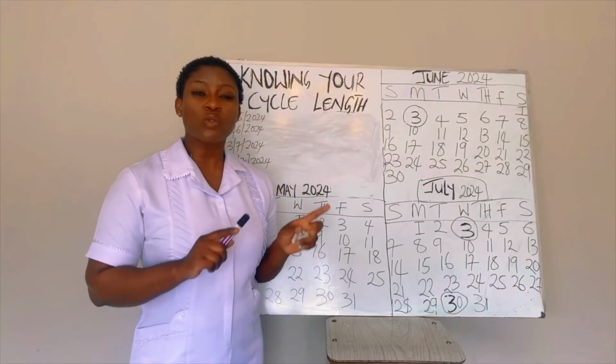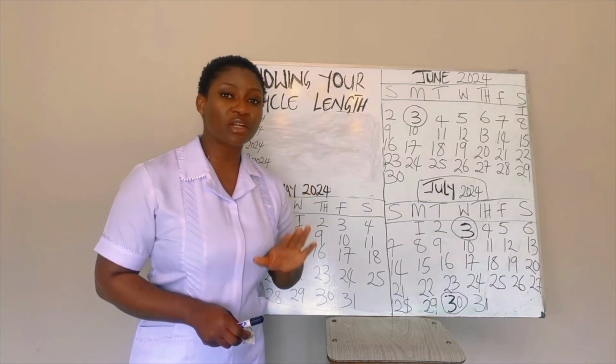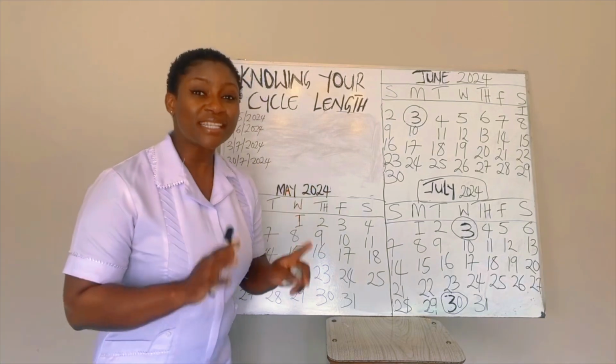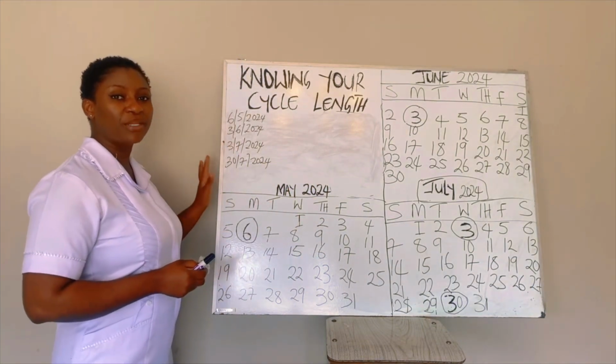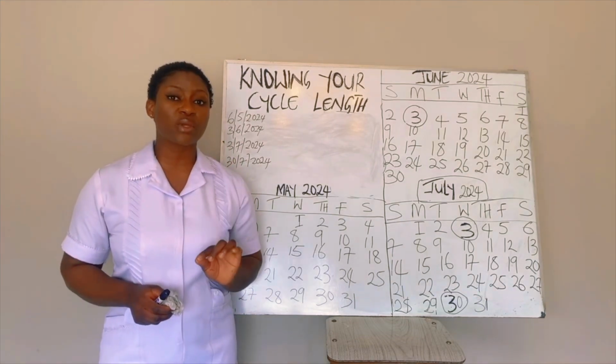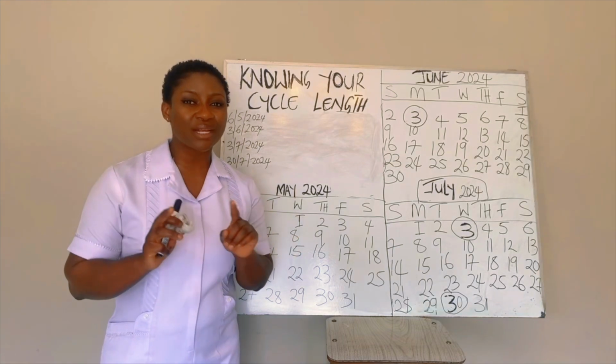The first step towards determining your cycle length is keeping track of your period start dates. The first day you notice your period, you need to keep the record, and this record you need to keep for at least 3 to 6 months in order to get accurate results.